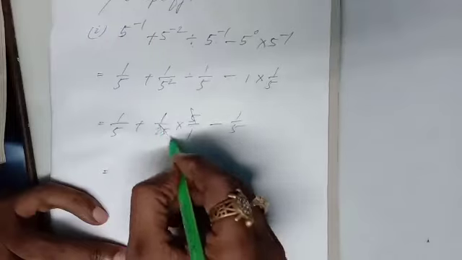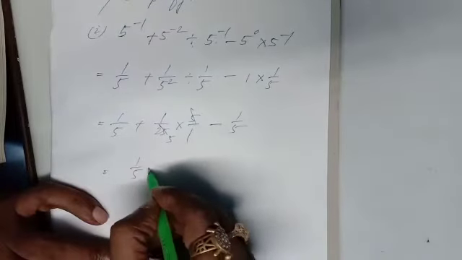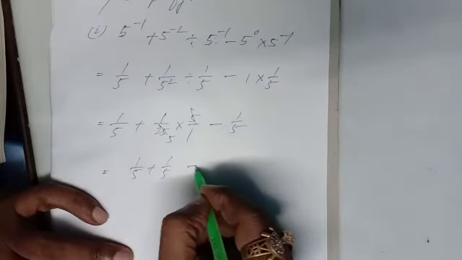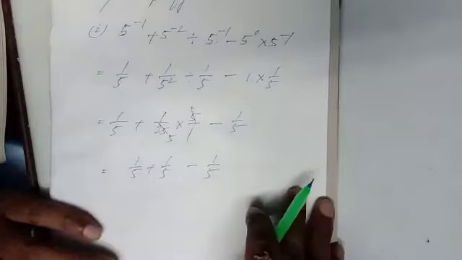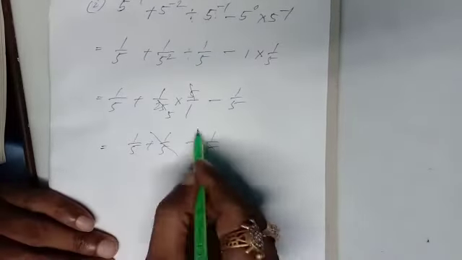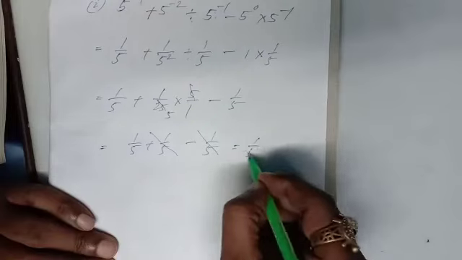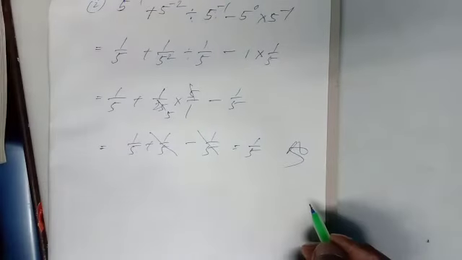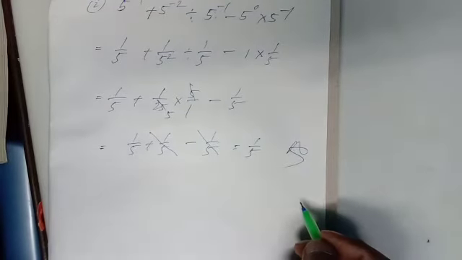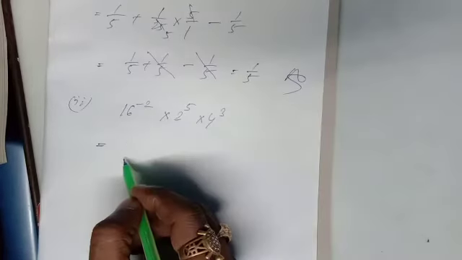Now 5 fives are 25, 1 by 5 plus 1 by 5, and this is minus 1 by 5. That means plus 1 by 5 minus 1 by 5 cancel, left 1 by 5. This is the answer of number 1 first part. This is the way of simplifying in the exponent chapter. Let us see the next one.